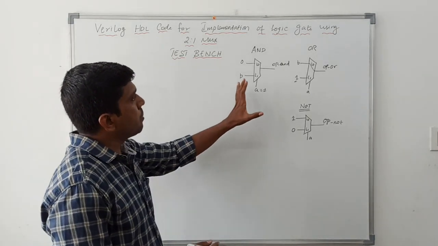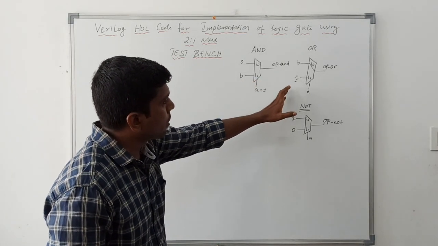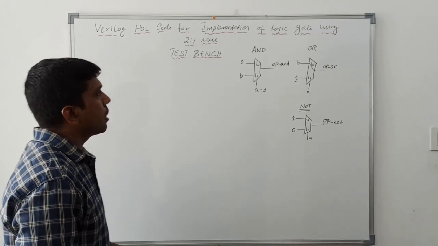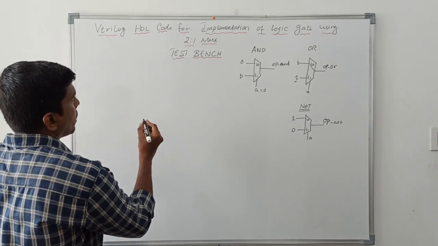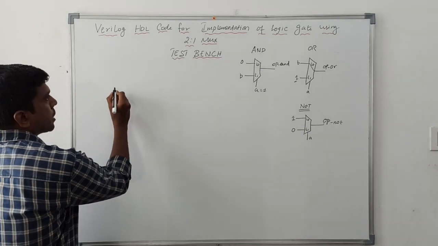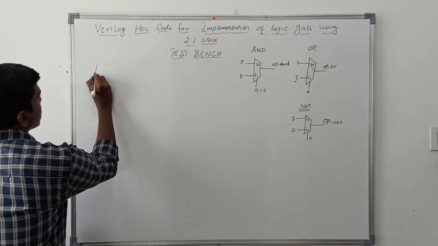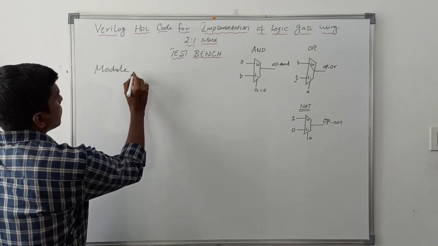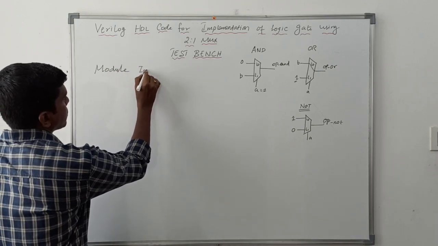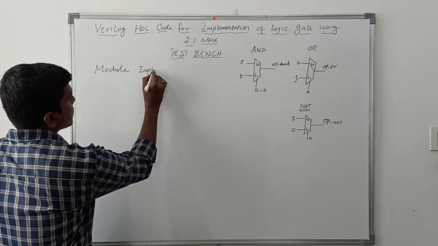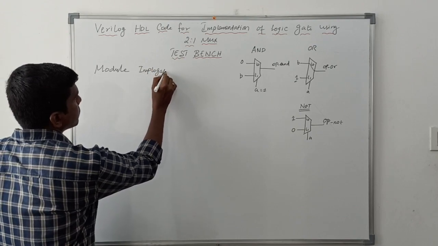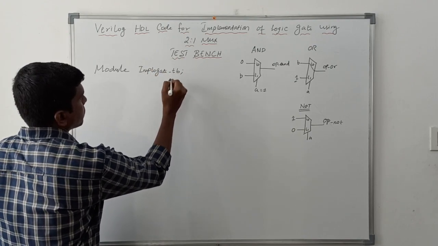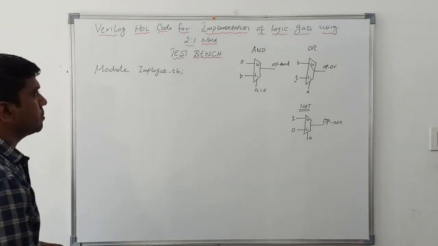So this is the implementation diagram for AND gate, OR gate and NOT gate. Now I am going to write the test bench Verilog HDL code for implementation of logic gate using 2:1 mux. As usual, first you write module, then the module name is imp test, implementation logic gate test bench. So it's the module name.